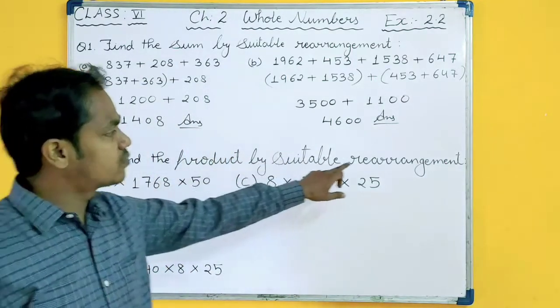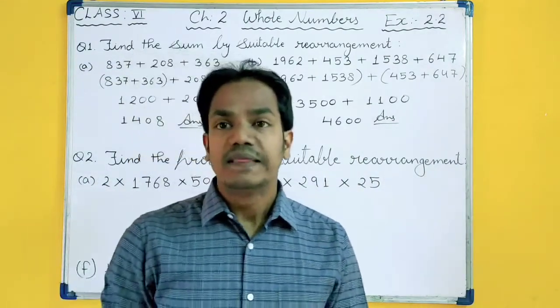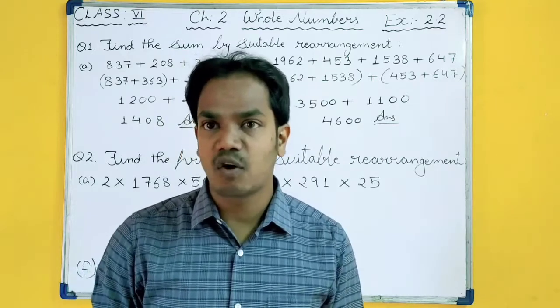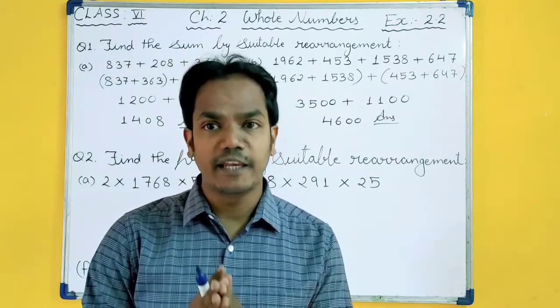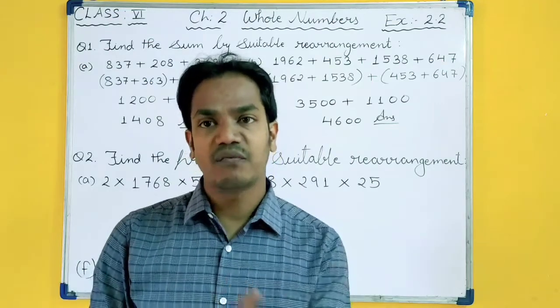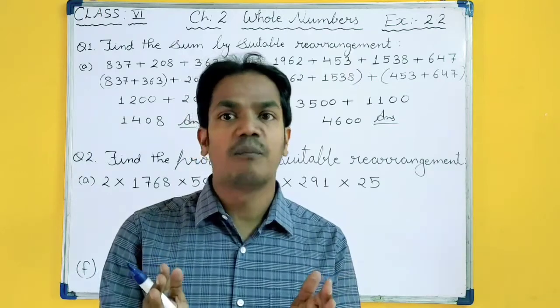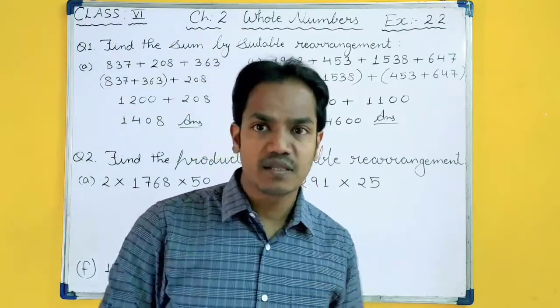Find the product by suitable rearrangement. Now you know what is product. The result of multiplication is called product. When you multiply any two numbers, for example 8 multiplied by 5, 8 fives are 40. So 40 is known as product. The result of multiplication of two values is known as product.